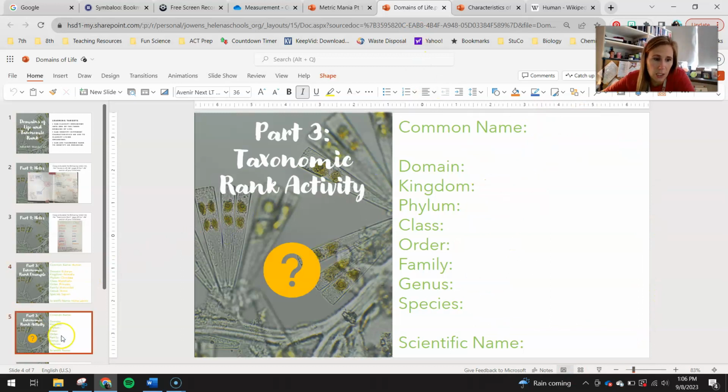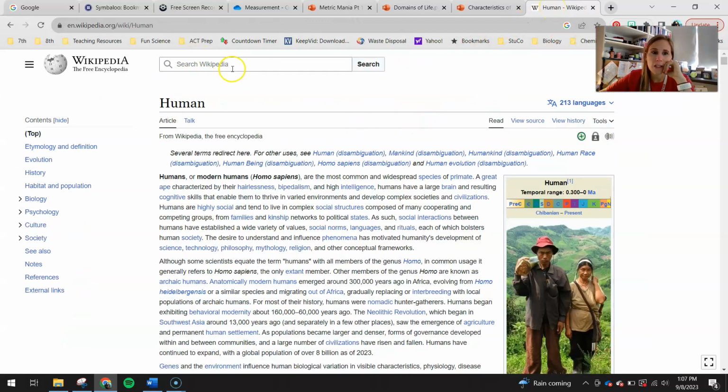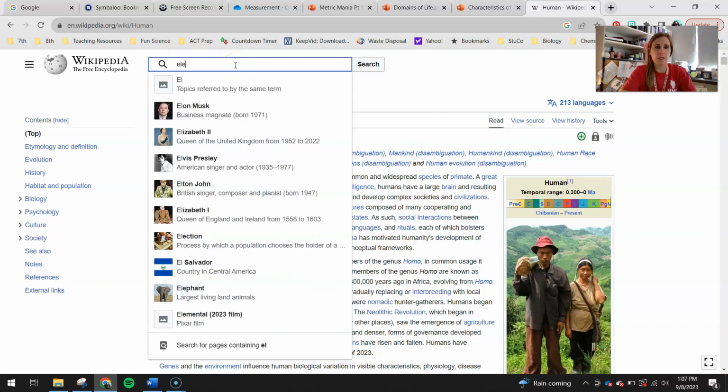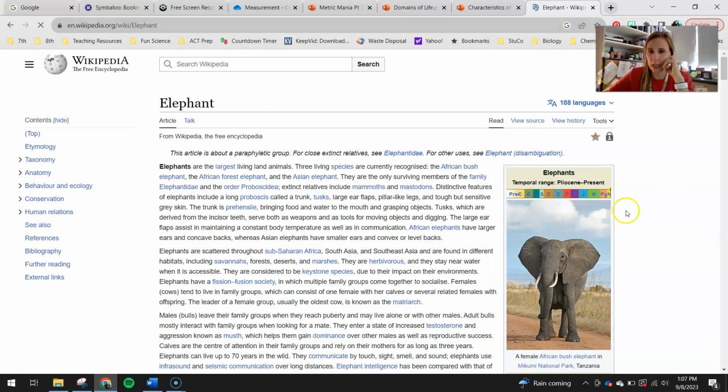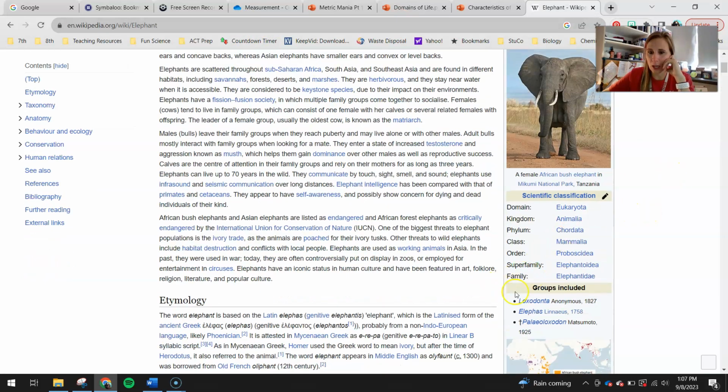So on the next slide, you are going to choose another animal, plant, something in domain eukarya. Again, something that's more common to you. I wouldn't get too complicated or crazy with that because you might find that it gets a little messy. So the example I want to show you right here is an elephant. I pull up an elephant and I look over at that yellow box and I notice that it stops at family. That's because there's different species of family.